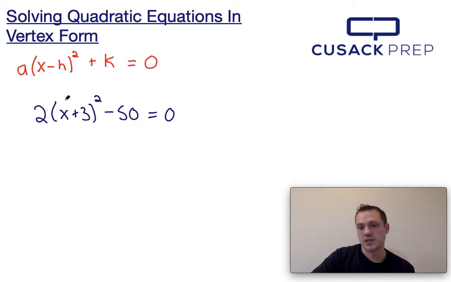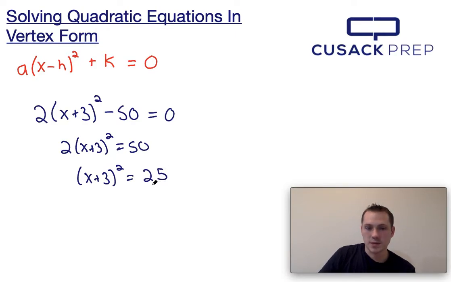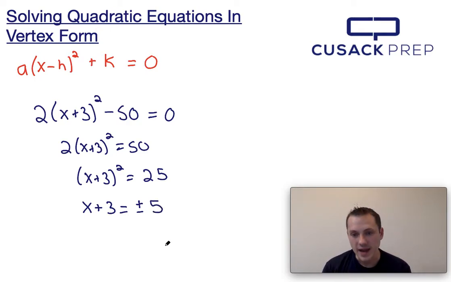Instead, what you want to do is just try to get x alone. So first thing I'm going to do is I'm going to add 50. Then I'm going to divide by 2. Then I'm going to take the square root of both sides. And it's key to remember that when you take the square root of both sides, you have to write plus or minus 5. So the square root of 25 is 5, but it's also negative 5 when you take the square root of both sides.